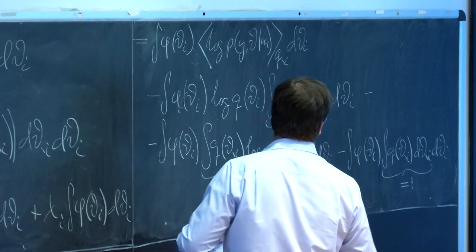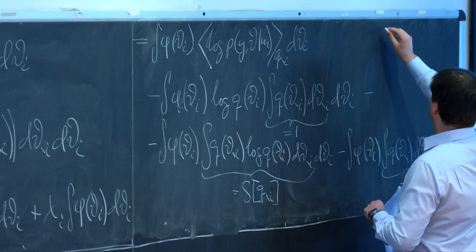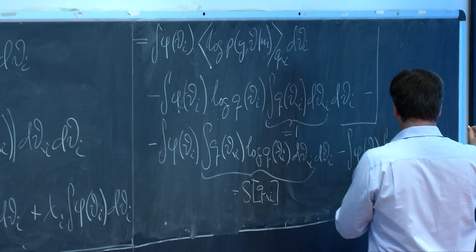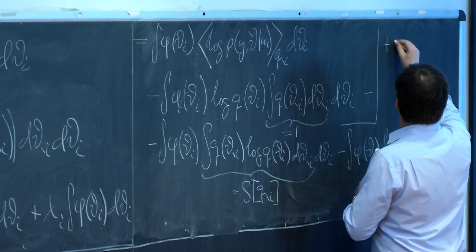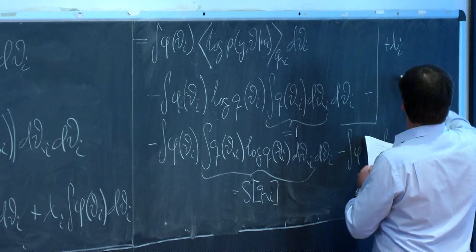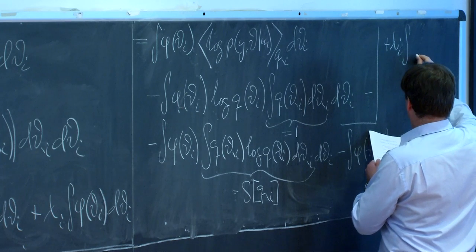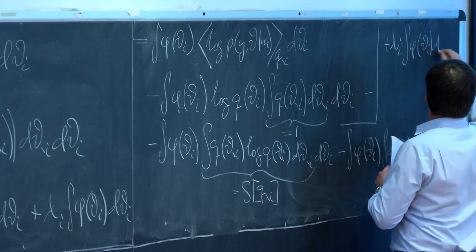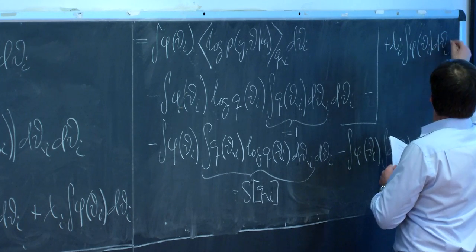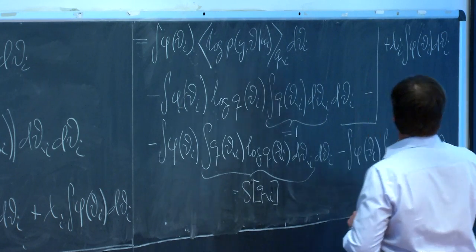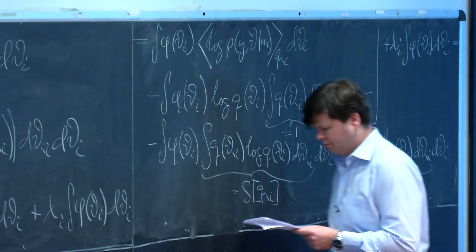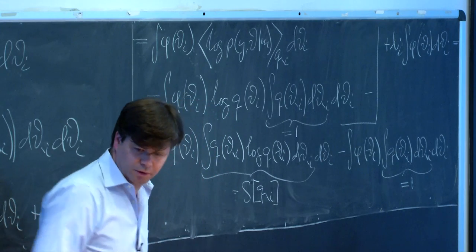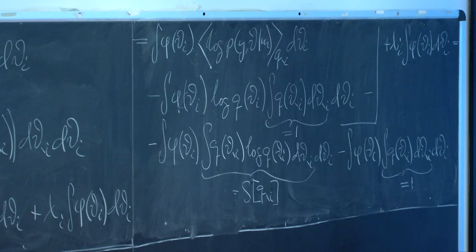And the last little term, I'm going to write it above here, is simply, again, the Lagrange multiplier, the integral of phi theta I d theta I. And then we go on, after wiping the board. Everybody finished here?